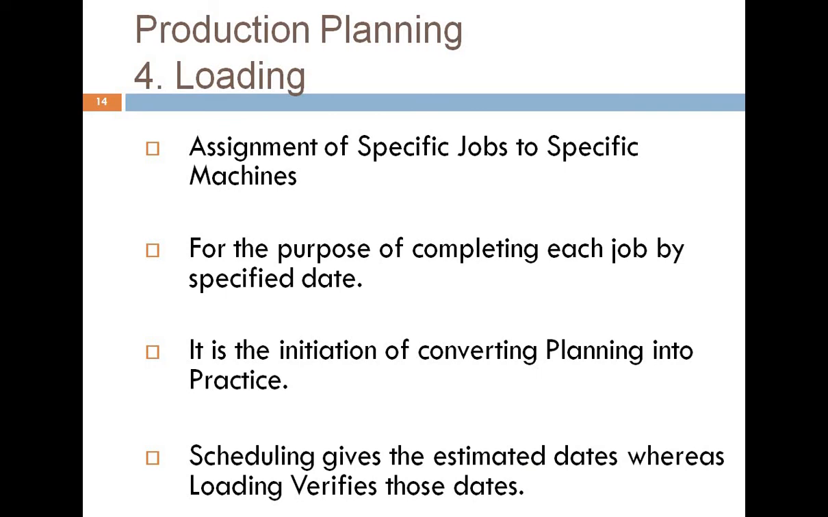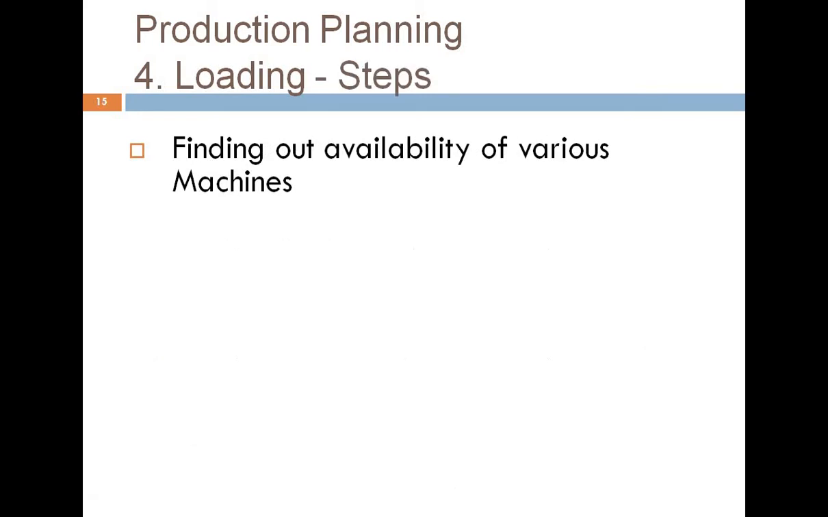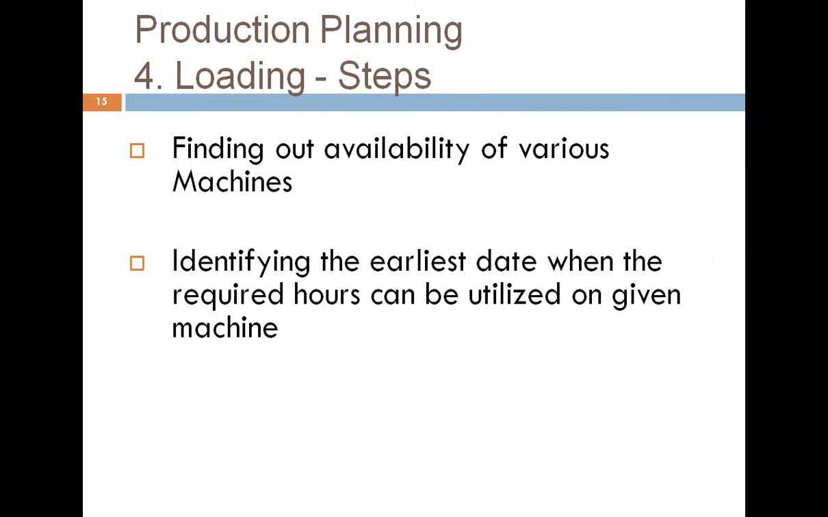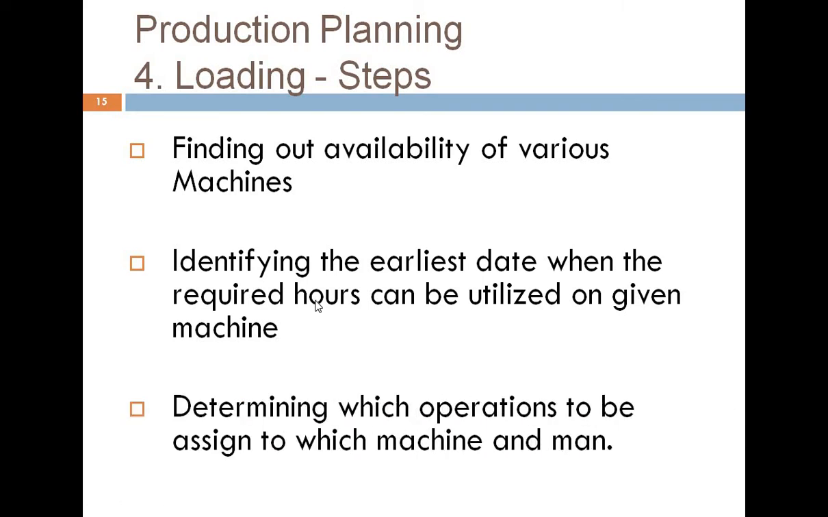Scheduling gives the estimated dates. It will determine the time period by which we are going to complete the entire production of X units as required. Whereas loading verifies those dates, whether we will be able to go for it or not. Loading includes various steps: finding out the availability of various machines, how many machines we have with us, identifying the earliest date when the required hours can be utilized on a given machine, so that we can start the production as early as possible, and determining which operations are to be assigned to which man and machine.